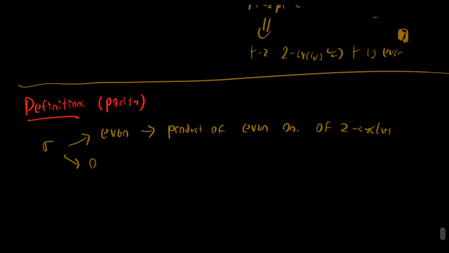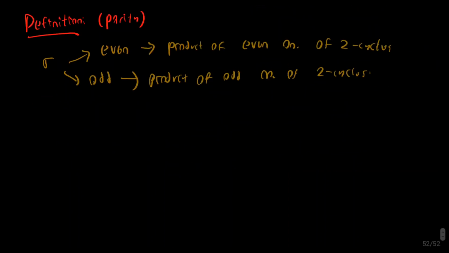On the other hand, if that's not the case, if it can be written as a product of an odd number of 2 cycles, then we call that permutation odd. But now, what really justifies this definition? Why are we allowed to talk about parity? Think about it for a second.